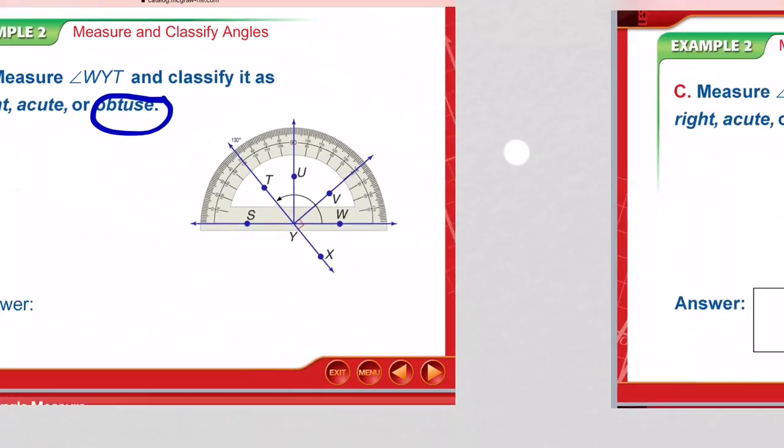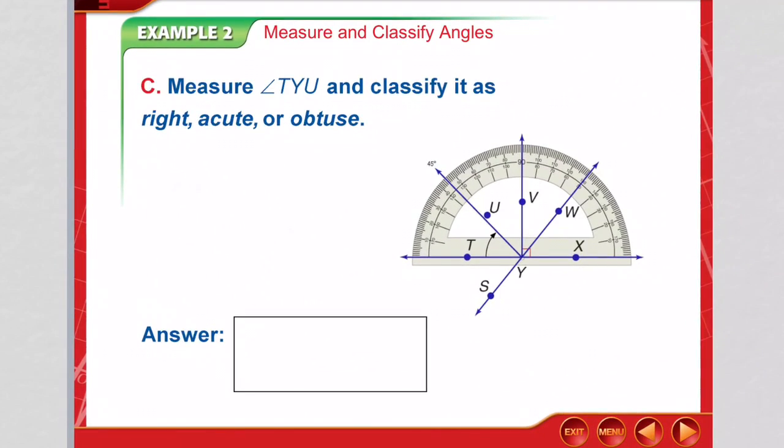Let's look at one more of these. Measure TYU. So let's think, where do we line this up? Again, Y is the middle letter, so I put the hole at Y. I line up my 0 at the first letter. In this case, since T is over here, I'm looking at the 0 on the outside. And then U is my last letter, so that's going to tell me how many degrees. Since I know I have to read the top numbers, because that's where the 0 is, it reads here at 45 degrees. So then we know a 45-degree angle is an acute angle.